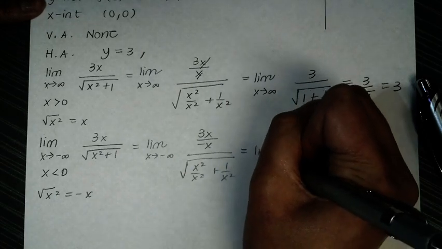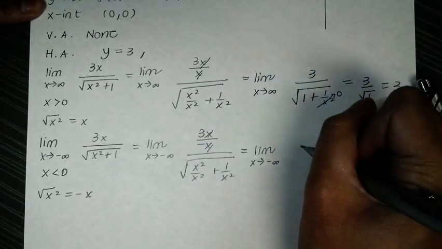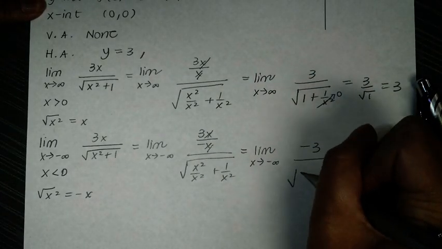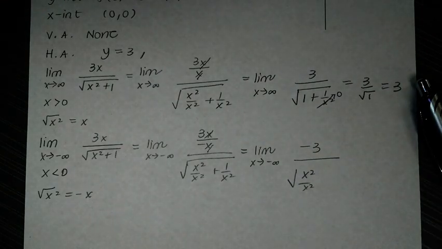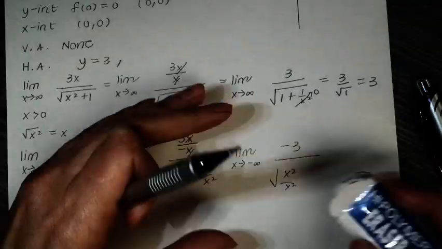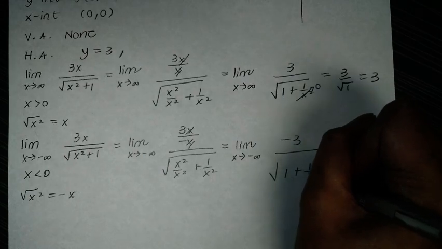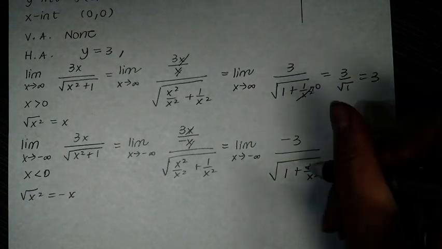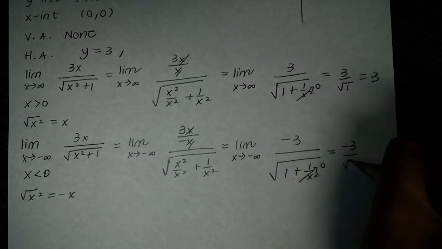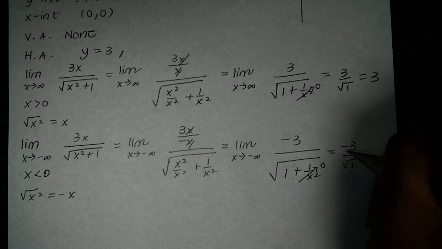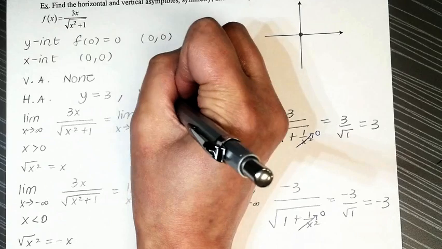So you simplify this. You have the limit as x approaches negative infinity, and you have negative 3 divided by the square root of 1 plus 1 over x squared. We shouldn't put the x squared over x squared there, that should be a 1. Okay, so you know that the 1 over x squared goes to 0. Then this is equal to negative 3 divided by root 1, which is equal to negative 3. Okay, so your other horizontal asymptote is at y equals negative 3.